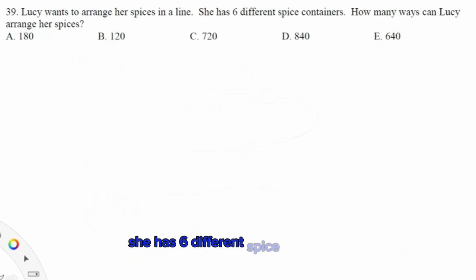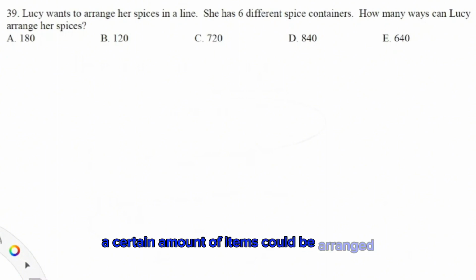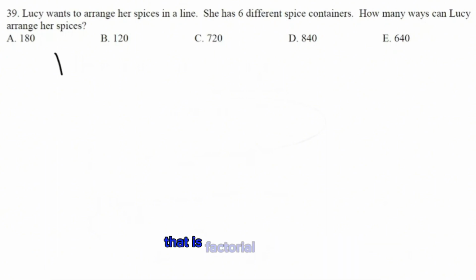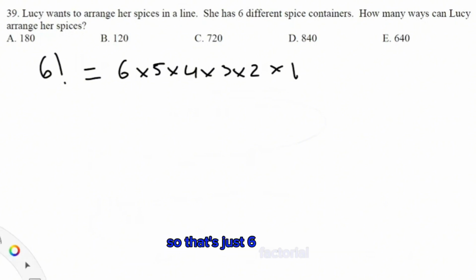Next, Lucy wants to arrange her spices in a line. She has 6 different spice containers. How many ways can Lucy arrange her spices? When given a question like this, asking how many ways a certain amount of items can be arranged, that is factorial. A factorial is you're multiplying the number given, in this case 6, times every number before it. So 6 factorial is just 6 times 5 times 4 times 3 times 2 times 1.